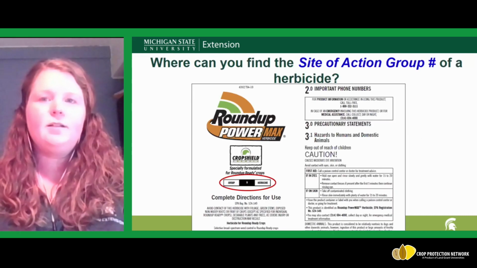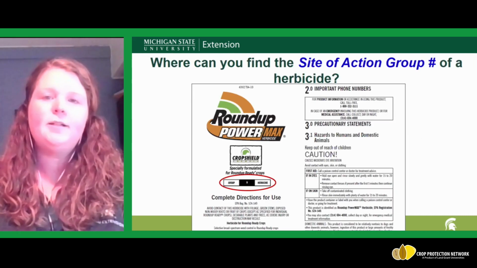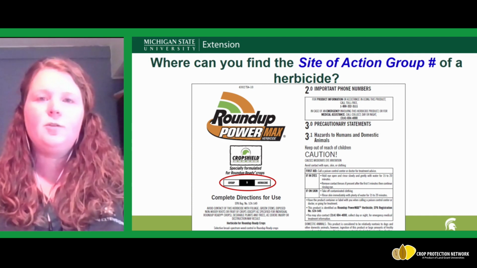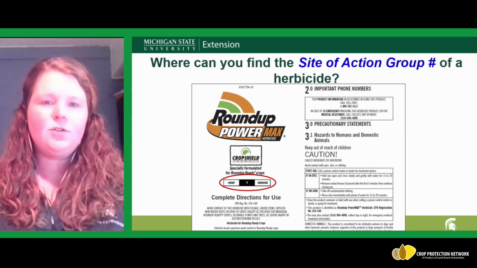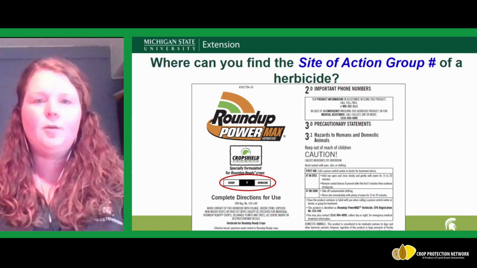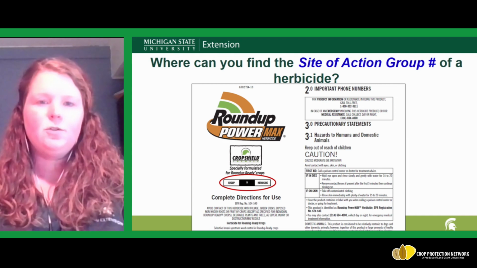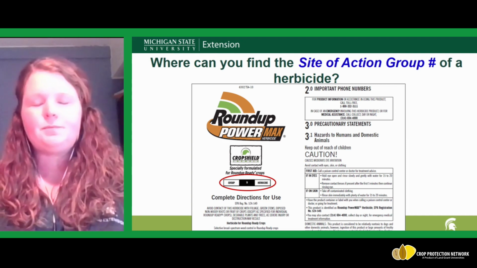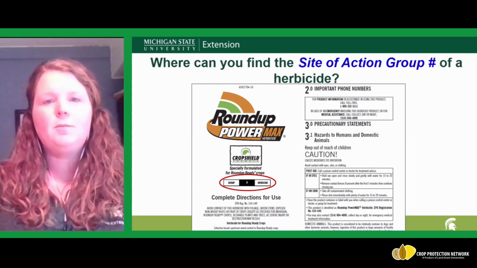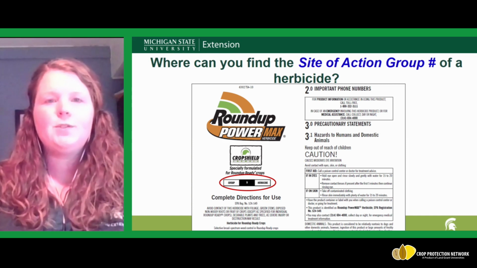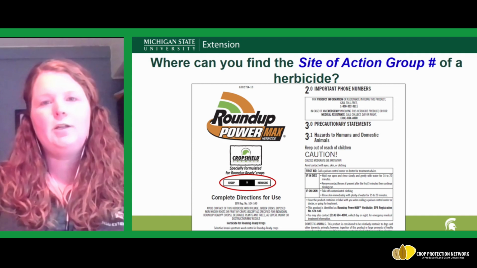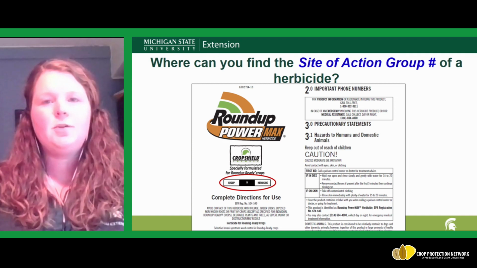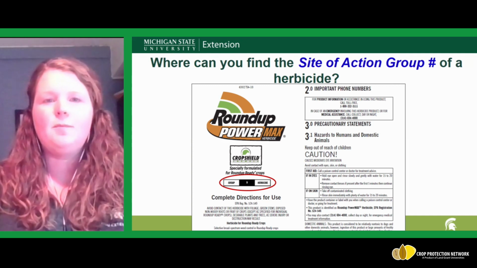So where do we find the site of action group number? That is on the herbicide label. On the majority of herbicide labels, it is on the central part of the label, which I have circled in red here. This is the Roundup PowerMax label, which says group 9, and that is the site of action group number for Roundup. Sometimes it'll be on the top left or right, but it's usually right on the first page of the herbicide label. So that's pretty convenient when we're trying to look this up.